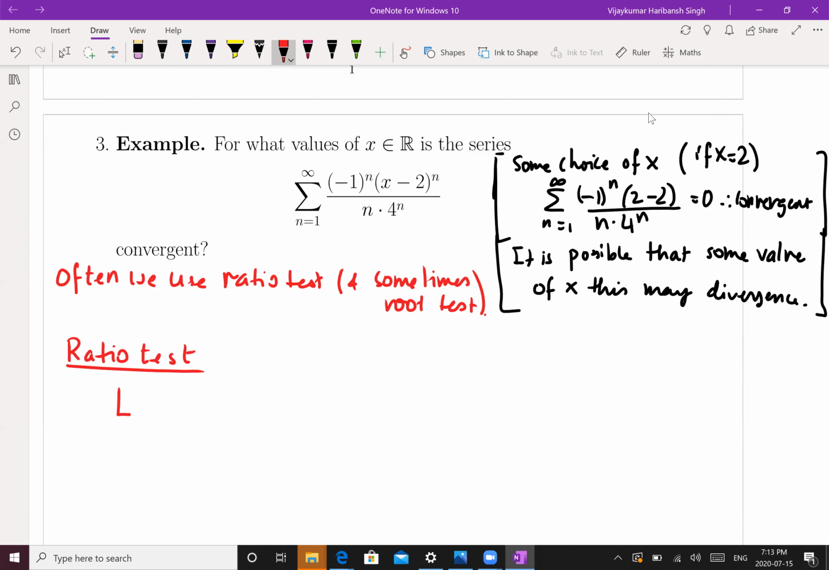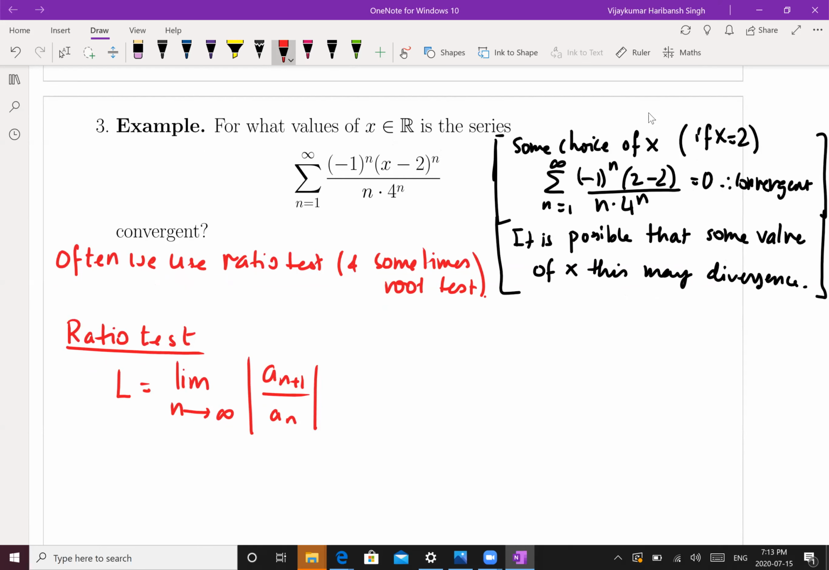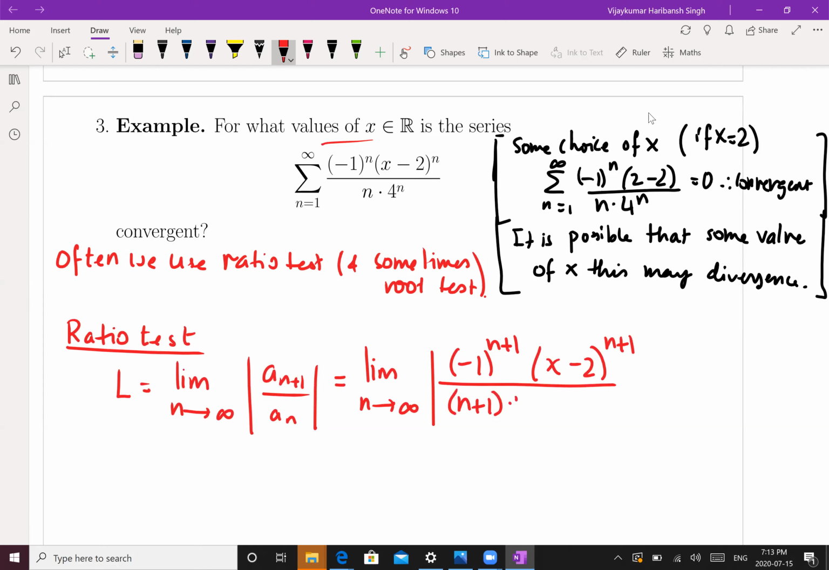So your L in this case is the limit as n goes to infinity of a_(n+1) upon a_n. In this case, your a_n will have the whole term, but with x in it. So a_(n+1) is going to be (-1)^(n+1) times (x-2)^(n+1) divided by (n+1) times 4^(n+1). This is your a_n.